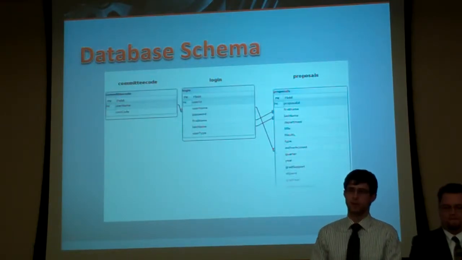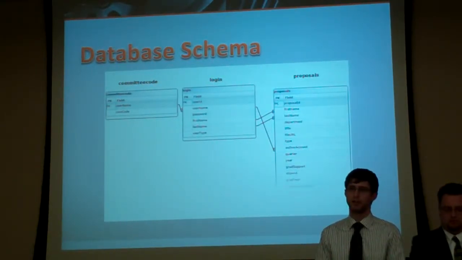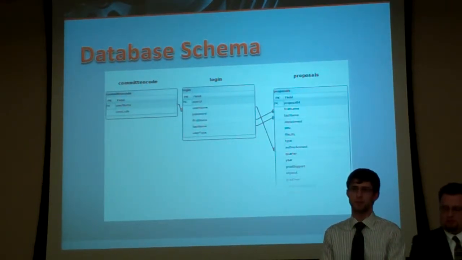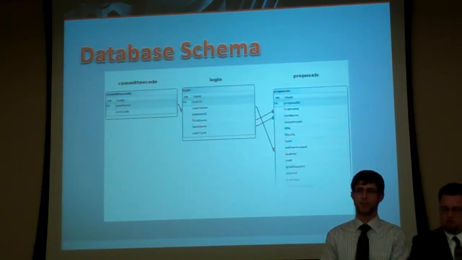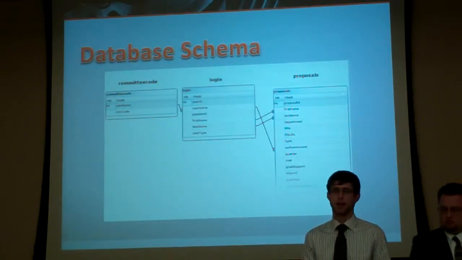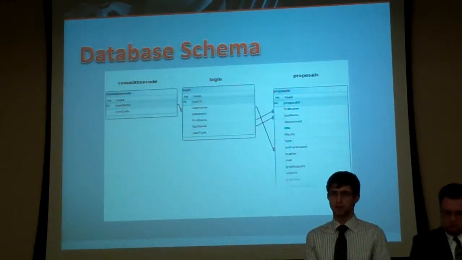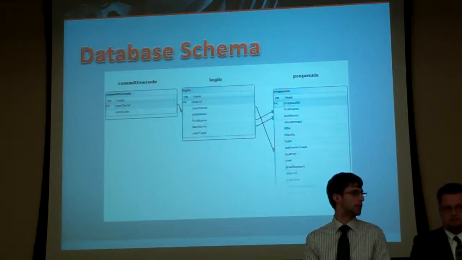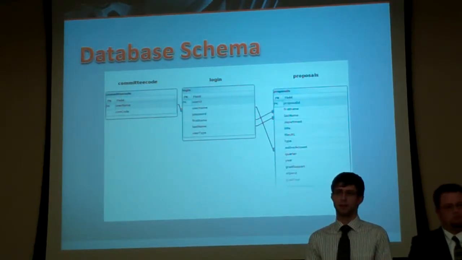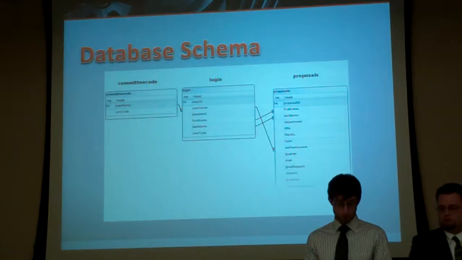This table is used solely for the generation of, or the comparison of committee codes used in the registration process. So if you're a committee member and you want to register, you are required to have a special activation code that is sent to you via email from the committee chair in order to create an account. So on the registration page, you will enter that code, and it will be checked against the committee code database with your username. If it's successful, it allows you to create the account. Otherwise, it will return an error.